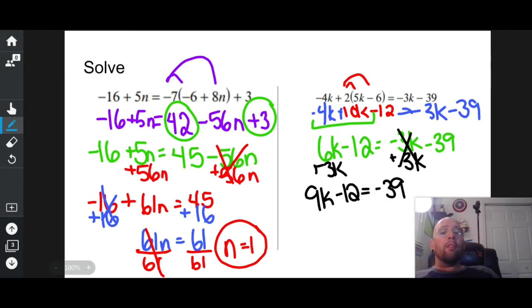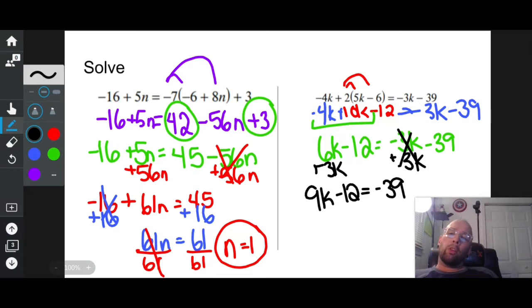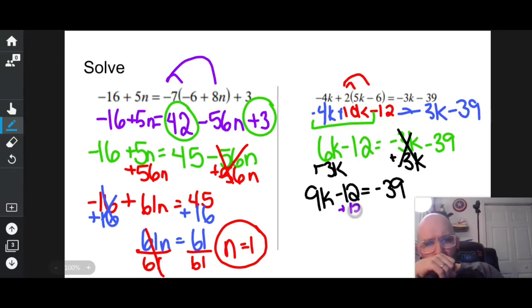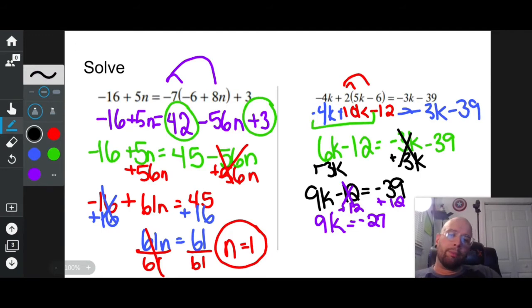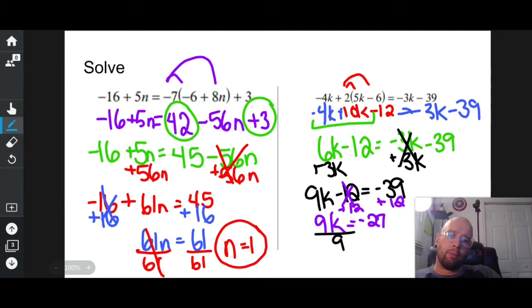Two-step equation. I have 9 in the way. I have negative 12 in the way. Always get rid of the number that's floating around first. So I'm going to add 12 to both sides. Add 12. Add 12. Cross you out. 9k equals, what is that, negative 27. Is k all by itself? No. Divide everything by 9. And k equals negative 3.